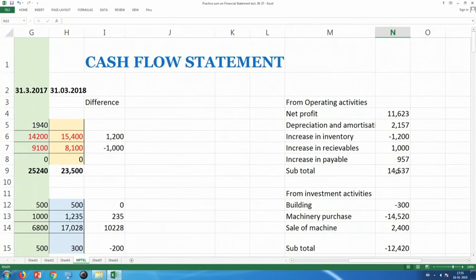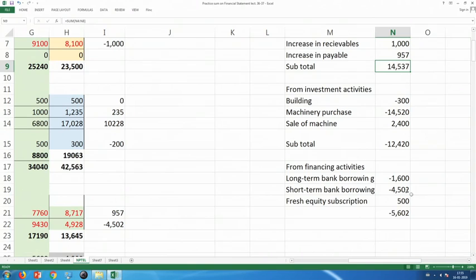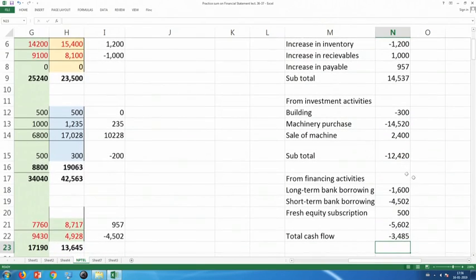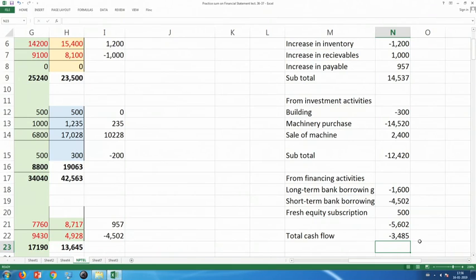So, one is operating cash flow from operating statement. Operating activities are 14,000. This is cash flow from investment activity, from financing activity. So, total cash flow or net cash flow is equal to this one plus investment activity plus financing activity. So, total is 3,485.